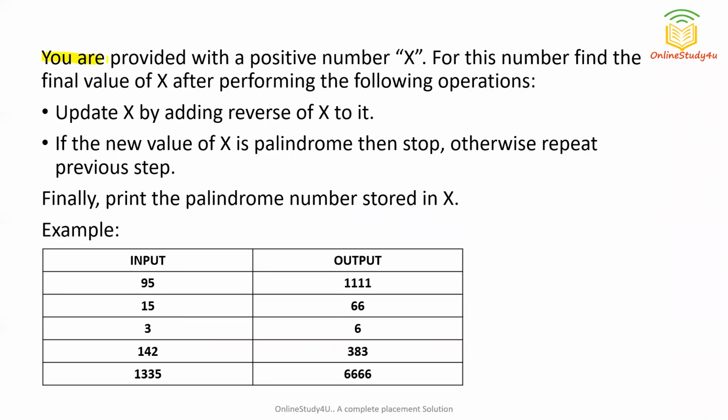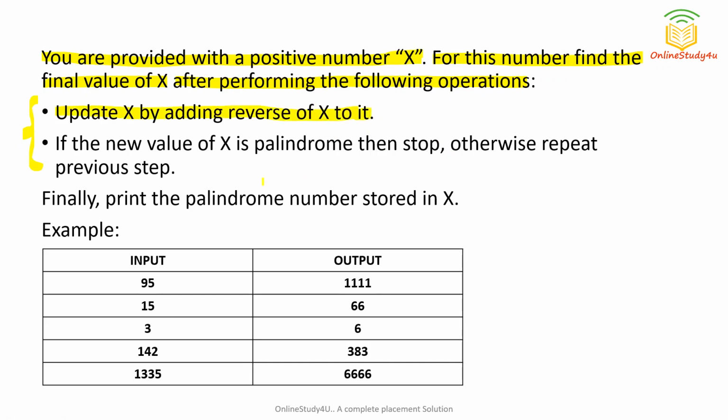It is saying that you are provided with a positive number x. So you are given a positive number as an input. Let us name it x. For this number, find the value of x after performing the following operations. So what are the operations? You can see we have some operations which we have to perform on the variable x. The first operation is: update x by adding the reverse of x to it.